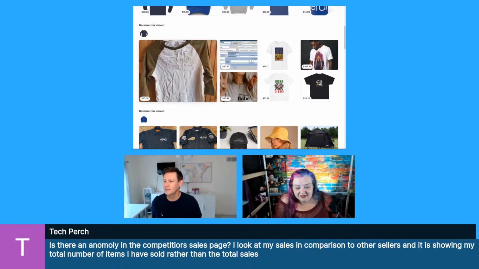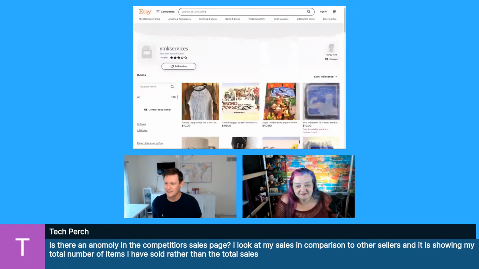Oh, you know why? It's opened in a new tab. How about now? That's better. So the total sales that you see on eRank should align with this number right here. That's the thing.